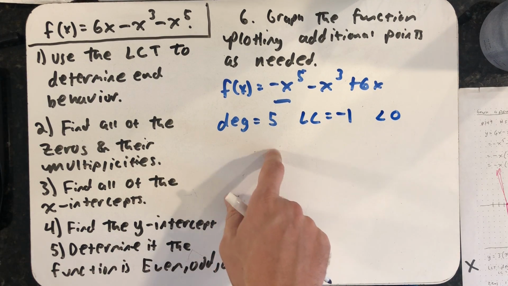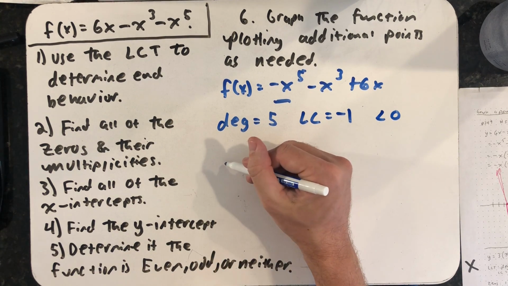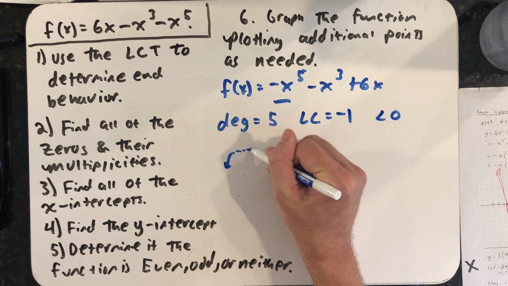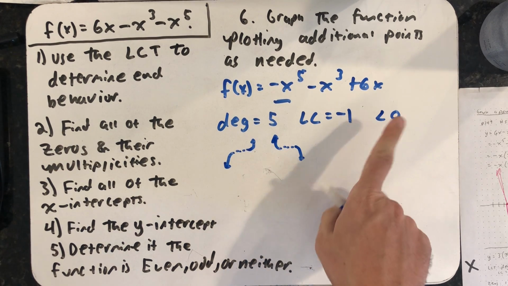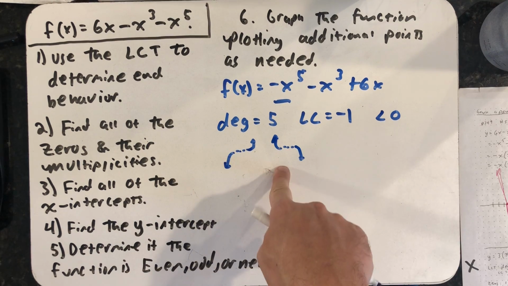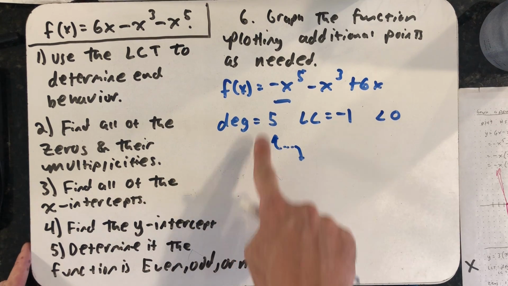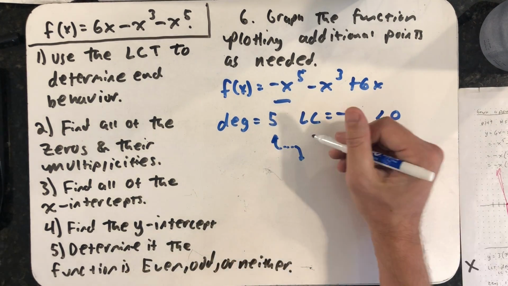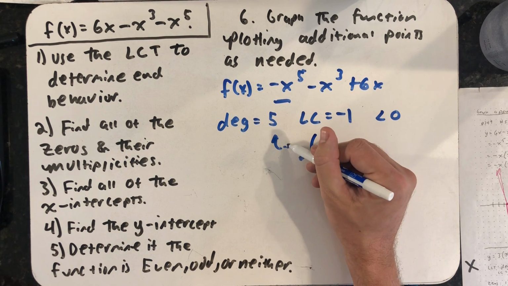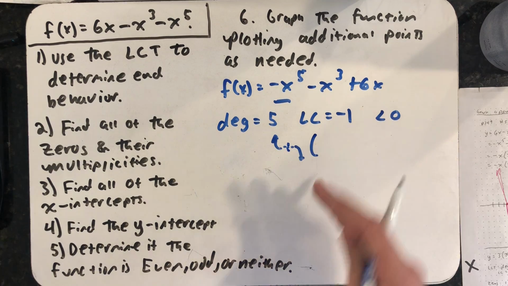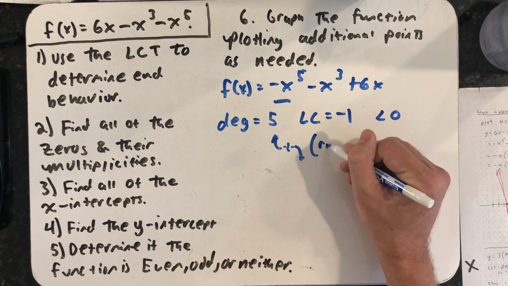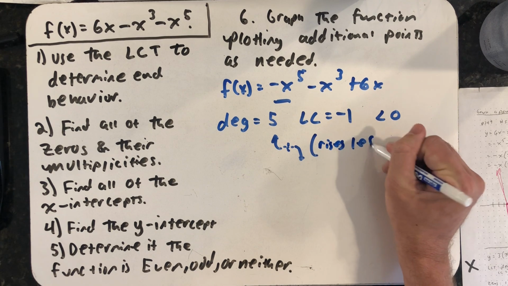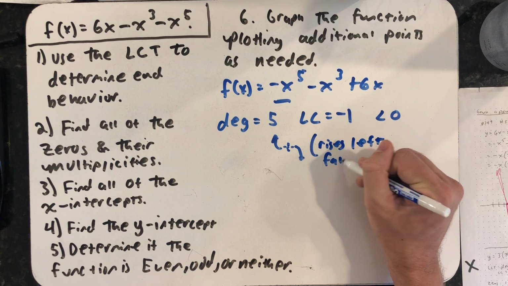A function with odd degree has an end behavior that is either going up all the way or down all the way. Because my leading coefficient is negative, I know it's this one. So this is a little picture I like to draw for end behavior. If we wanted to write it in words, we'd imagine that we were a person standing right here, right in the middle. And as we looked, we'd say, well, it rises to the left and falls to the right.